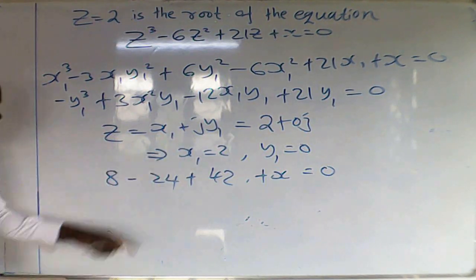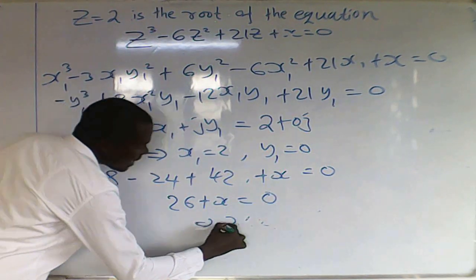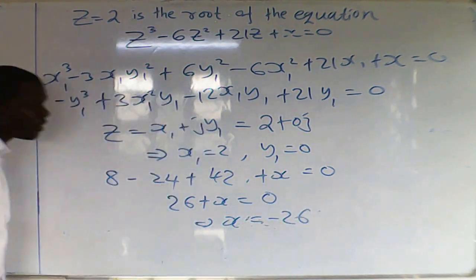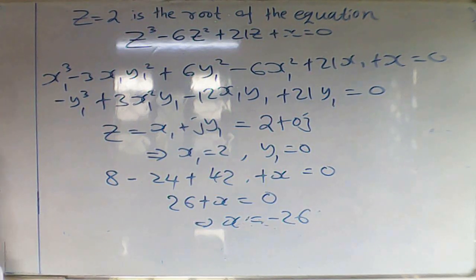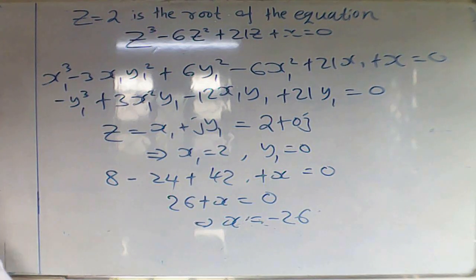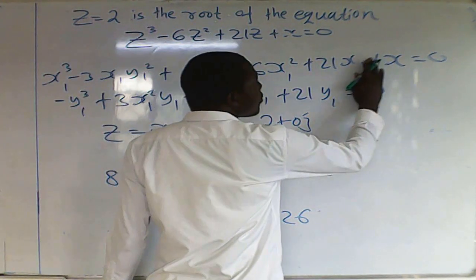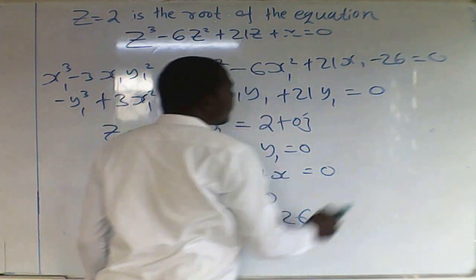8 minus 24 plus 43 is 26. So 26 plus x is 0. So this implies that x is negative 26. So you've answered the first part of the equation. You determine the value of x. Are you seeing that? Yes. So the value of x is negative 26. So where there is x, you put negative 26.